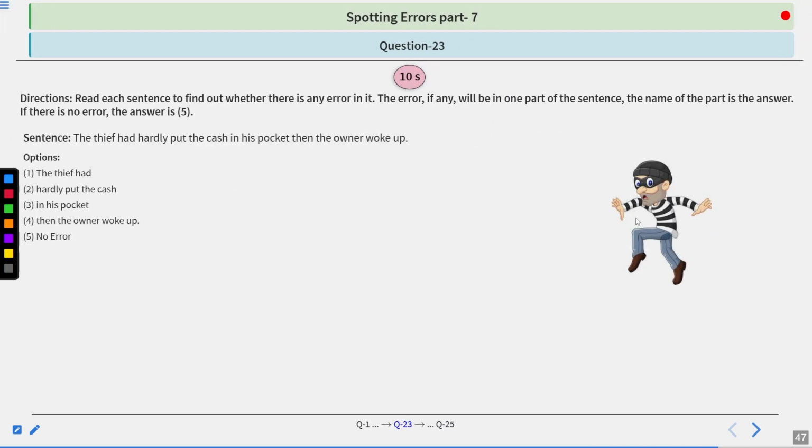Let's move to the next question. The thief had hardly put the cash in his pocket then the owner woke up. Options are given below. You have 10 seconds to spot the error.